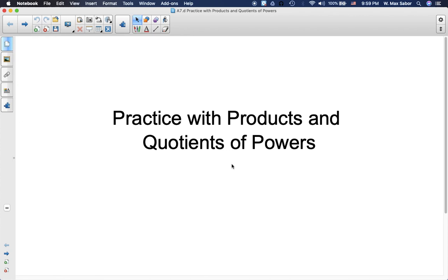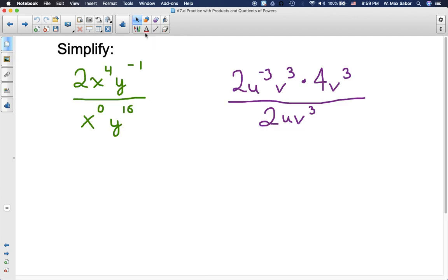Practice with products and quotients of powers. So, what we're going to do is practice some of these. Remember, numbers are going to be dealt with normally, so this coefficient of 2 is fine.